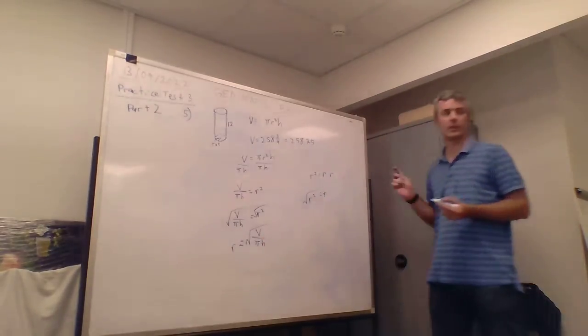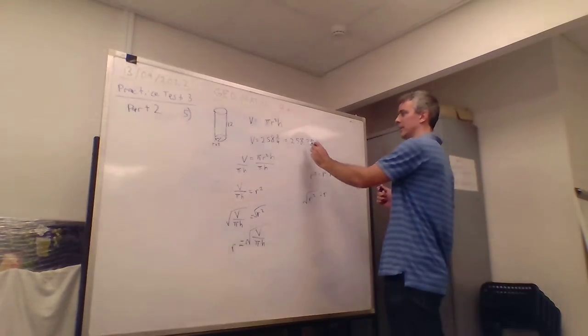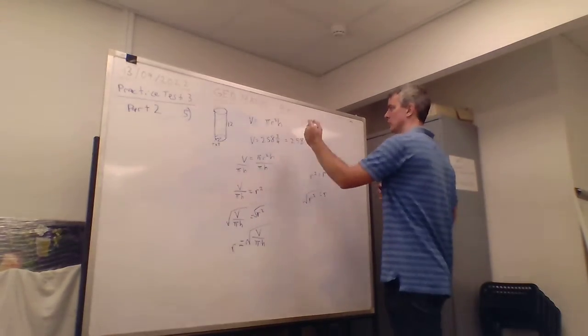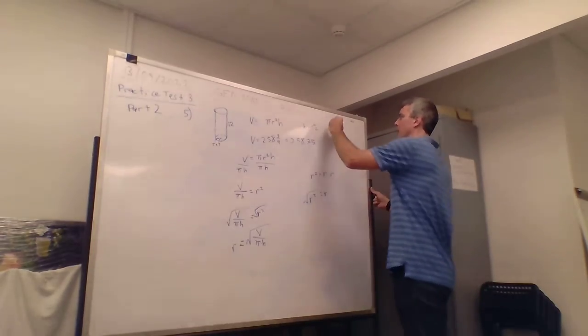And now we can put that into our calculators. We have V over here. We have h. h equals 12. And we have pi. What is pi?